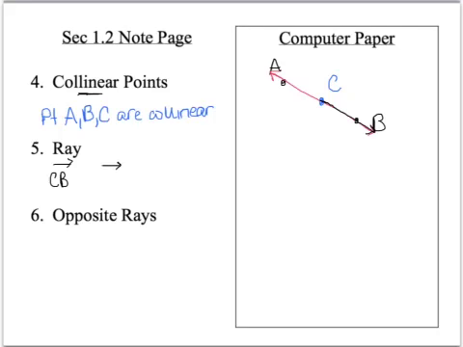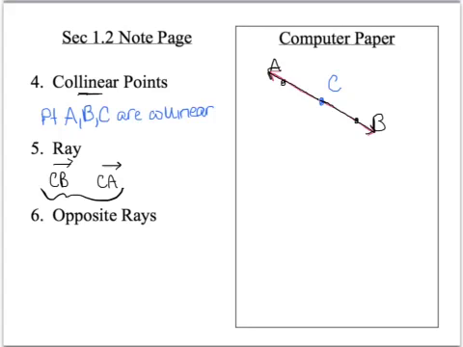And again, it starts at C, but it goes through A. So I say ray CA. The starting point or the end point of the ray comes first, and then the second point shows which direction. Okay? If you put any 2 rays together, and the 3 points are collinear, they make up that line.